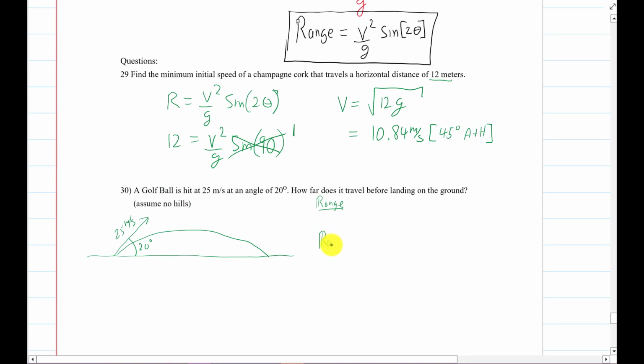Range is equal to v squared over g times the sine of 2 theta. So this is going to be 25 meters per second. We have to square that. We have to divide that by 9.8. And then we have to do the sine of 2 times 20. So 2 times 20 is 40.